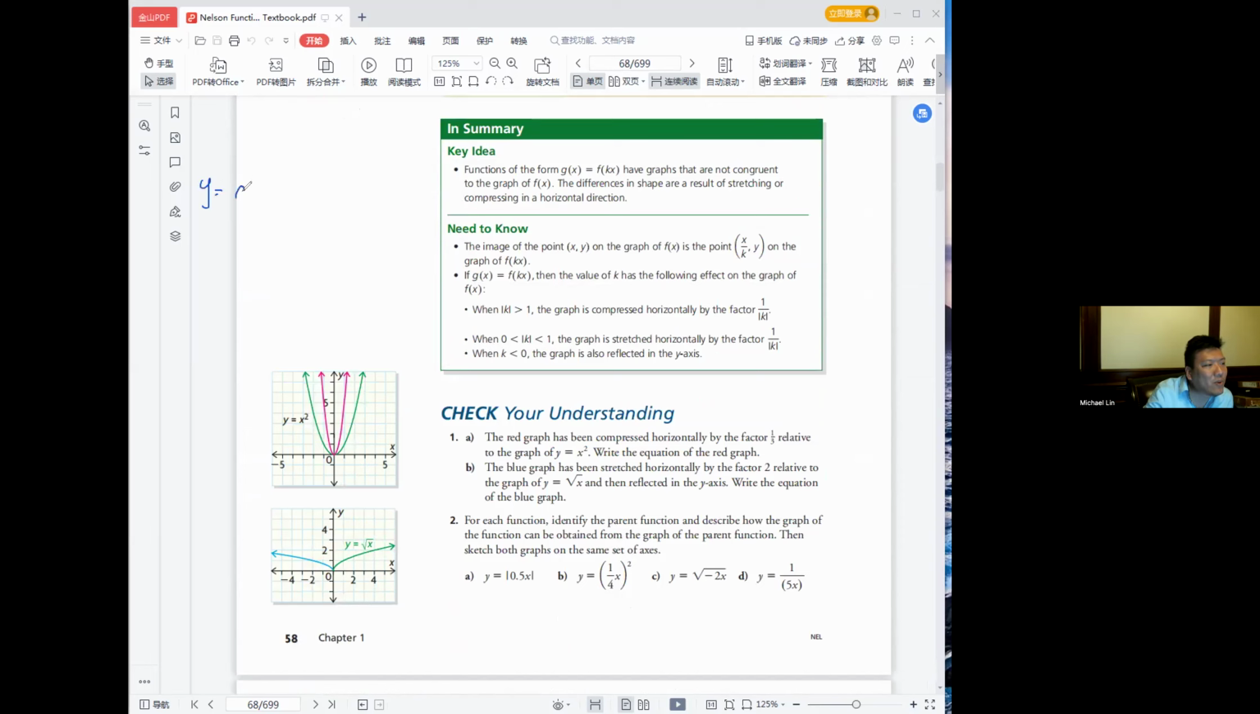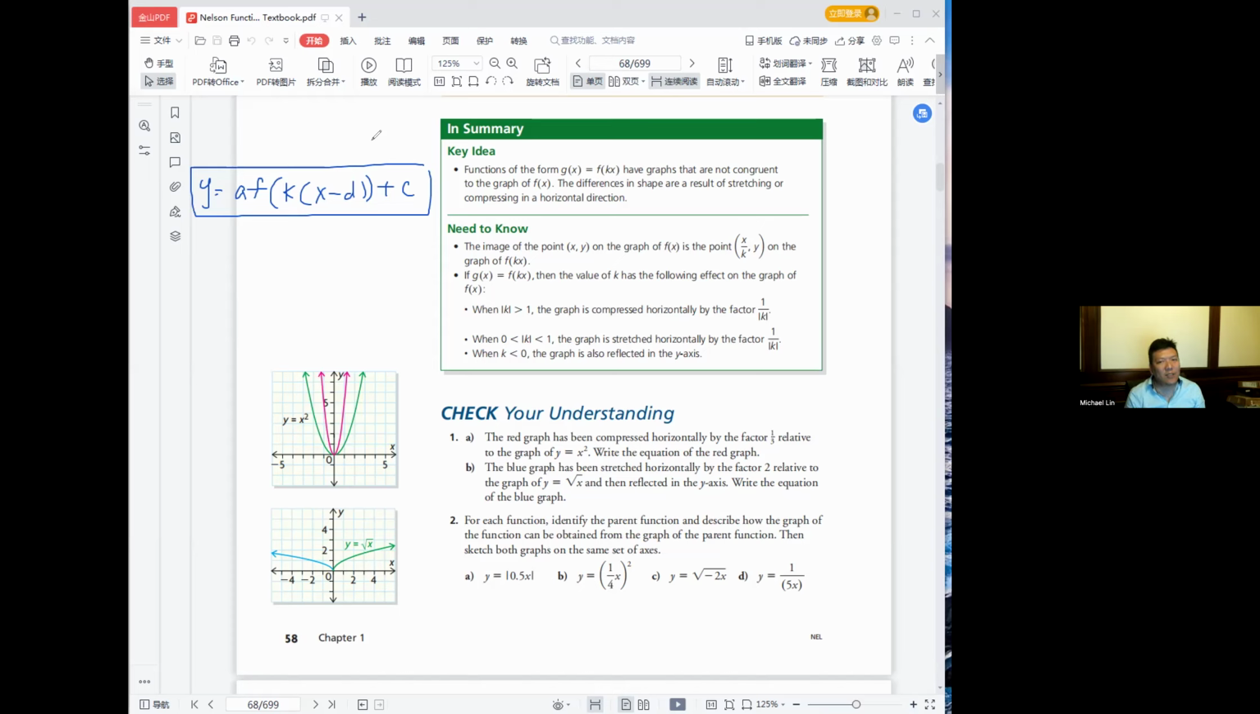Y is equal to, most teachers use A for the start. Okay, then you have the function. So it doesn't matter what function you have. Okay? And then you usually have a K value. This K value represents the horizontal stretch or compression. Then you usually have X minus D plus C. So this is the general form that you're going to be writing it.